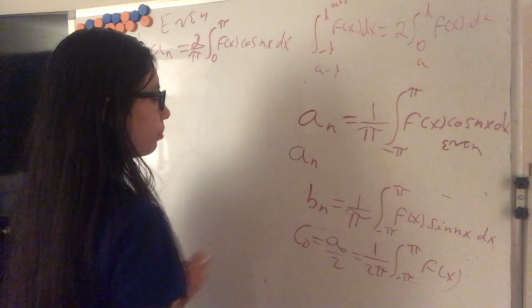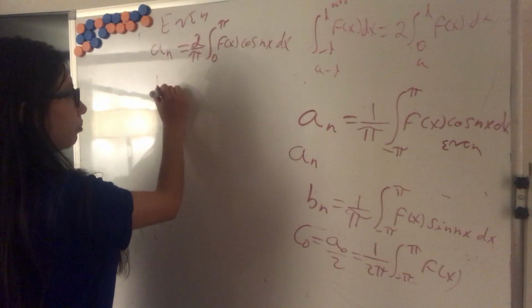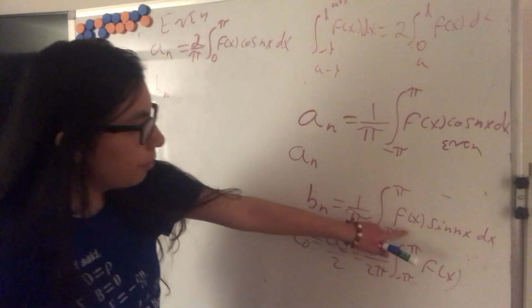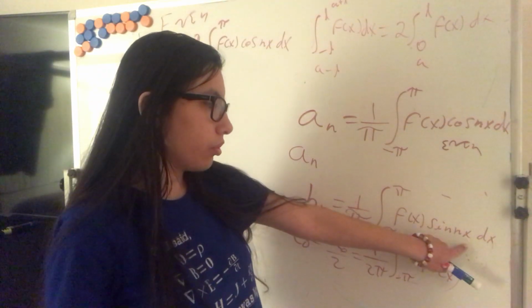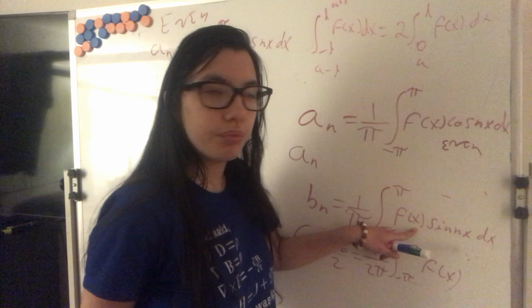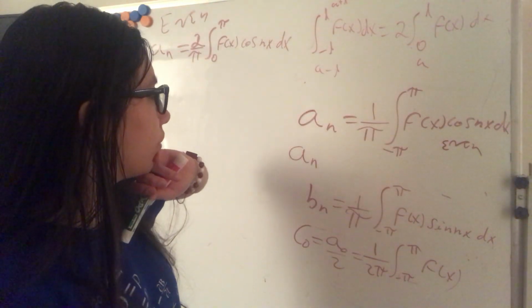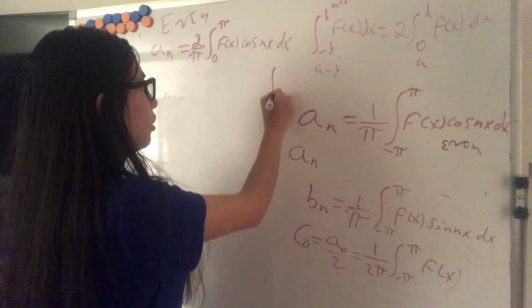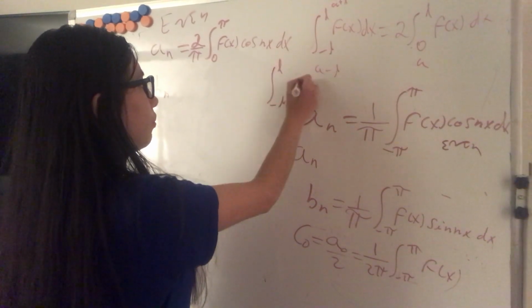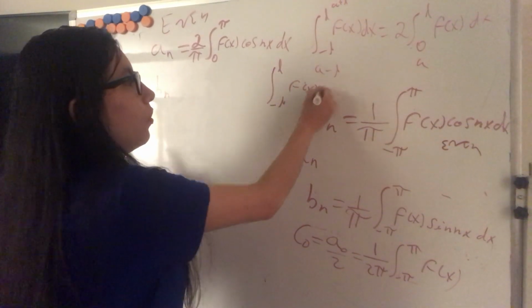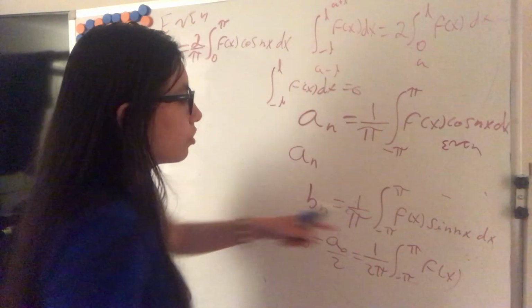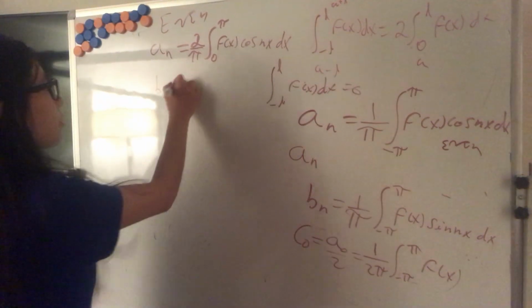For b sub n, I have an even function times an odd function. So this is an odd function, and the definite integral from minus L to L of f of x, when f of x is an odd function, is equal to 0. So b sub n would be equal to 0.